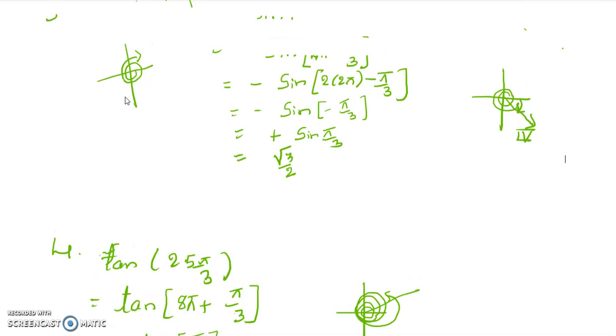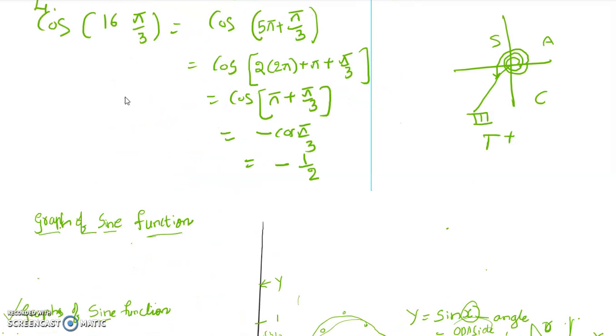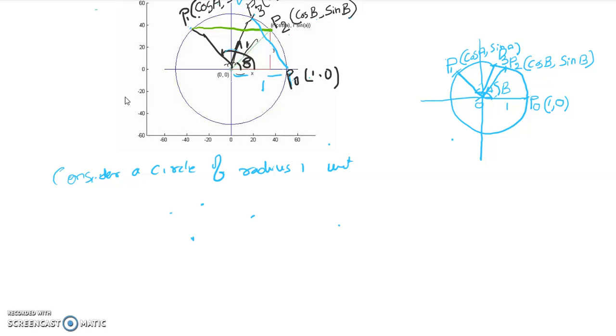P3 has the coordinates cos of A minus B comma sin of A minus B. This is P0 (1, 0). If you join P0 P3, this is the same as the length P1 P2, because P1 has cos A comma sin A and P2 has cos B comma sin B.